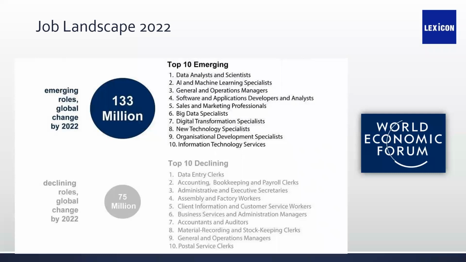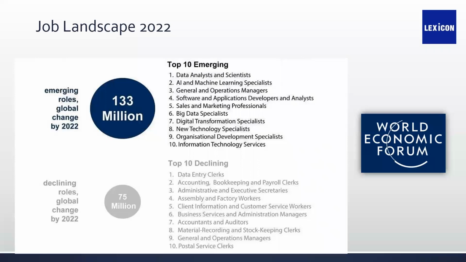So in the top 10 emerging roles, you can see that at the top of the list, there is data analyst and scientist, okay, then AI, machine learning, and so on. Okay, so at number one, there are data analysts and scientists. So a data analyst can be from any department, maybe from the finance department, accounts, or marketing or HR departments. Okay, so we will be talking about financial analysis, right?